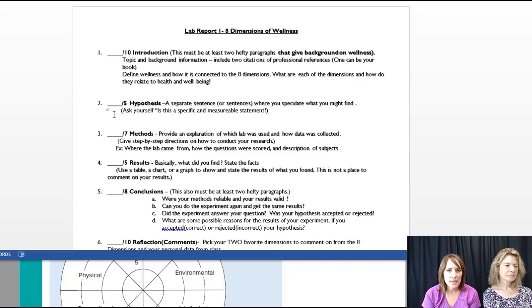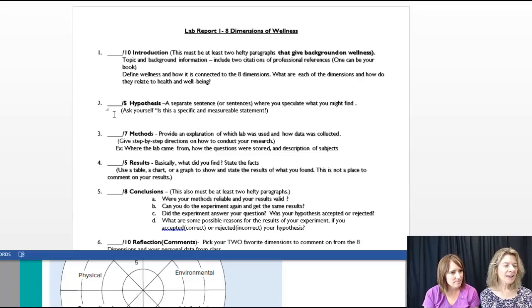Your assumption is that the reader knows nothing about how this experiment was performed, and by reading your lab report, they should be able to copy and recreate this exact same experiment without you being able to tell them anything. So that's what your methods section includes.